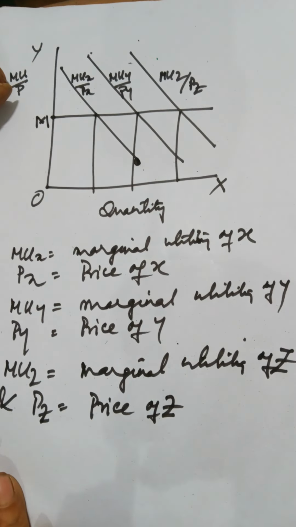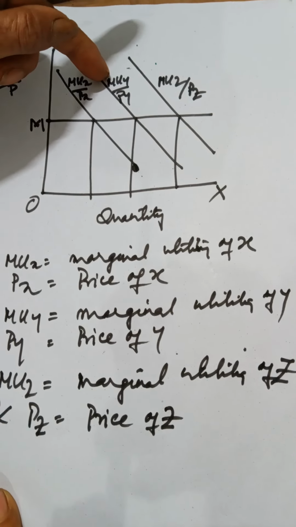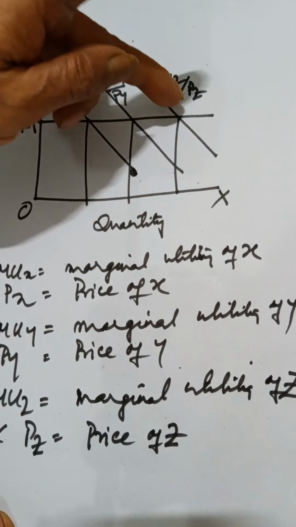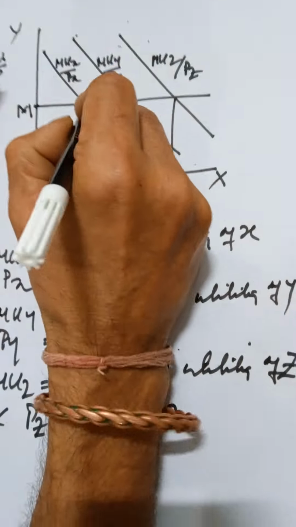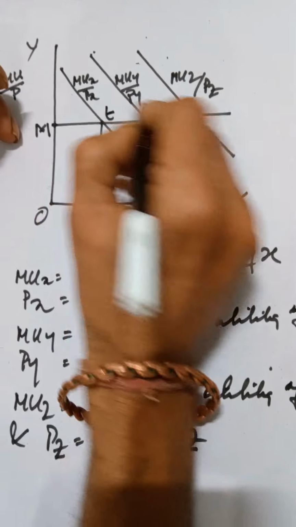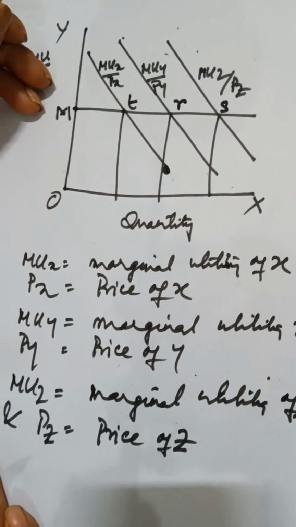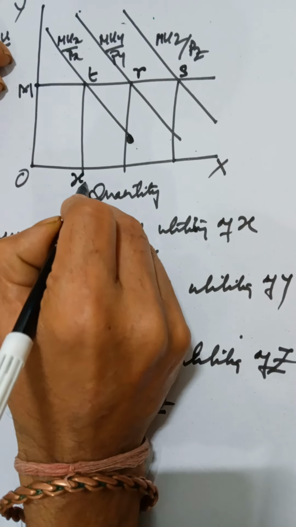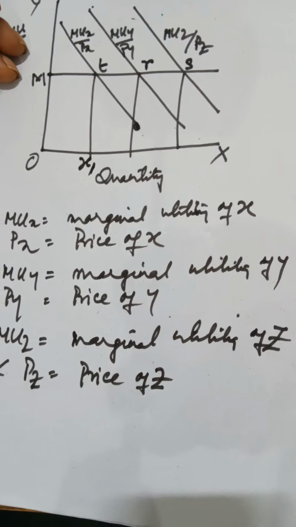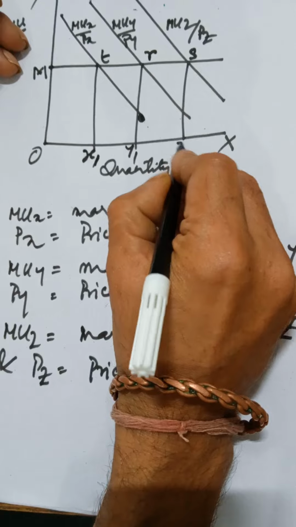So we can see that the three curves, that is MUx by Px, MUy by Py, and MUz by Pz, intersect this line at these points. Say the points are T, R, and S. So the consumer is consuming X1 units of commodity X, Y1 units of commodity Y, and Z1 units of commodity Z.